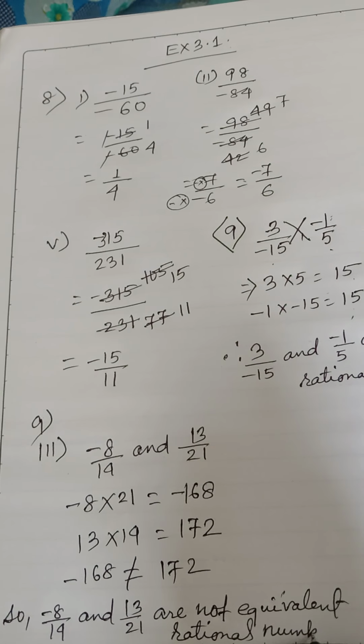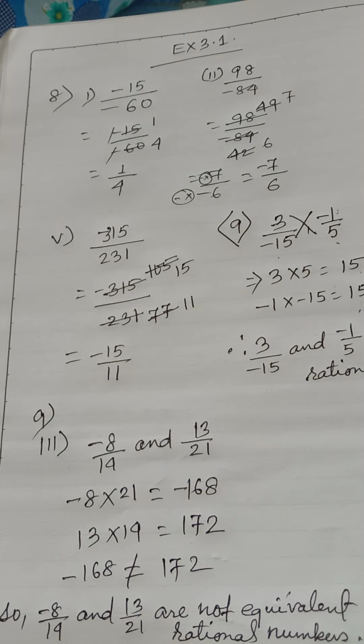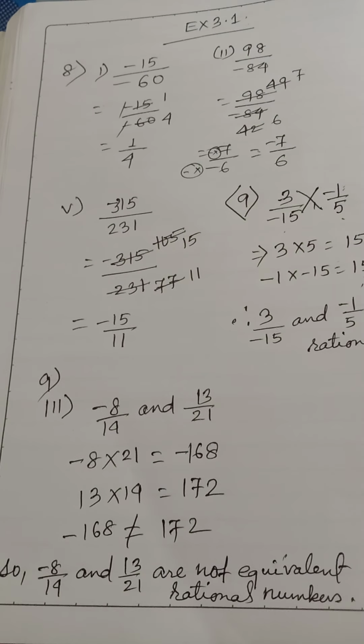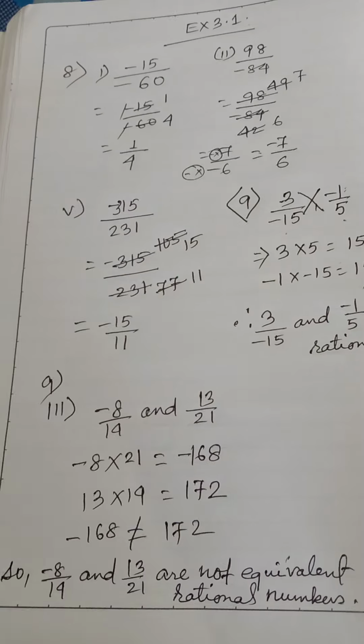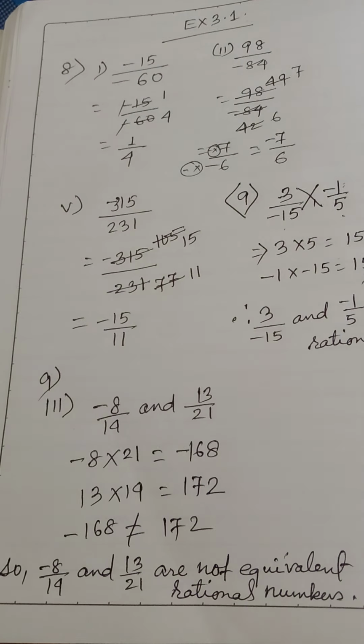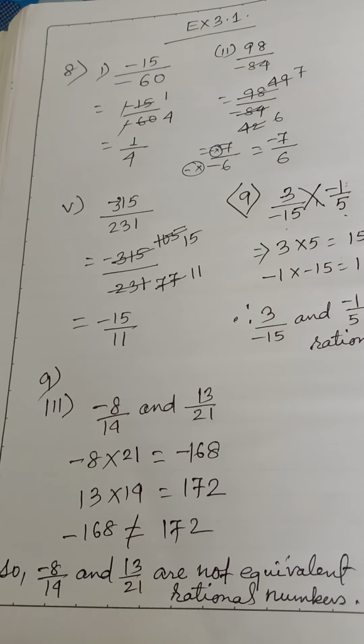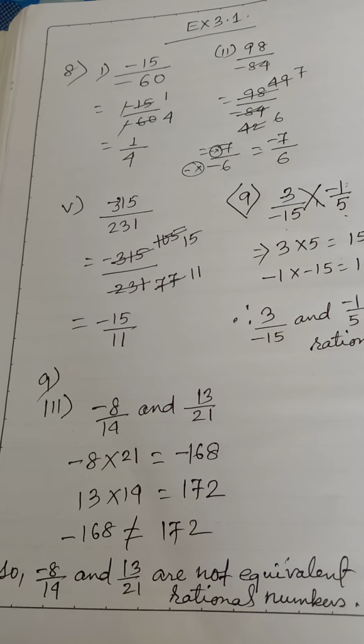Clear? If the product of cross multiplication is the same, then they are equivalent rational numbers. If it is not the same, they are not equivalent rational numbers. Clear? This was question number 9. So the leftover parts of question number 9, you have to do it. Let us see question number 10.